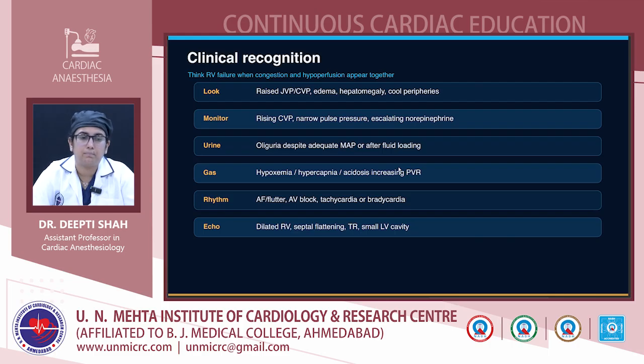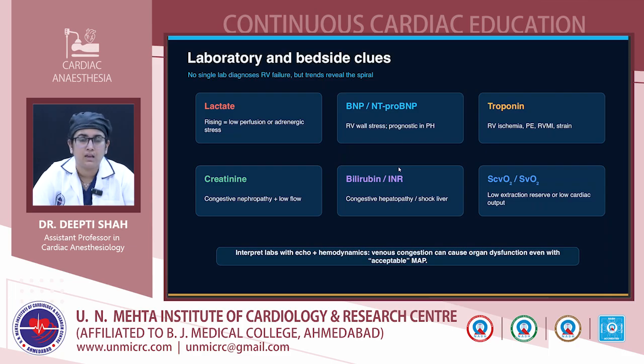And rhythm, in a patient who is already very prone to RV dysfunction, is very important, because such rhythms might predispose the patient to RV dysfunction, that is rhythms such as flutter, fibrillation, block, tachycardia, bradycardia. In such a patient, echocardiography might help, where we can diagnose whether the RV is undergoing any kind of dysfunction with the help of various parameters like dilated RV, septal flattening, TR, or a small LV cavity.